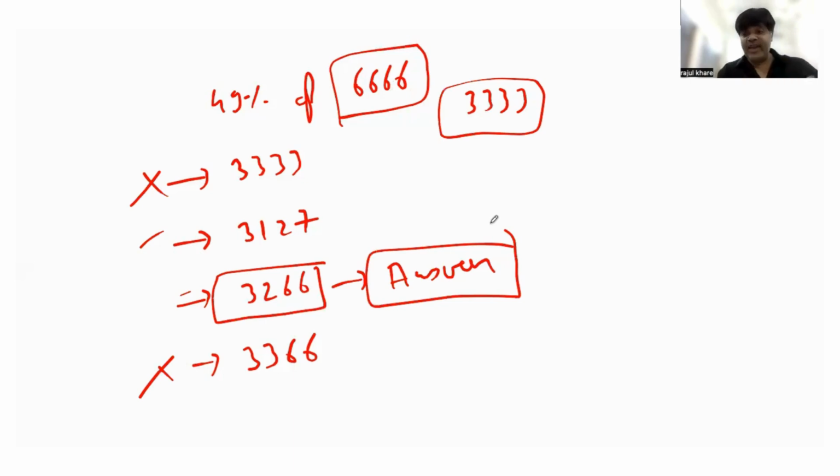Got it? So this trick can help you a lot in actually solving the questions in which percentages are involved. We don't need to use pen. We can directly solve the questions. If a percentage is given, we can actually find 100%, 10%, 1%, and accordingly.